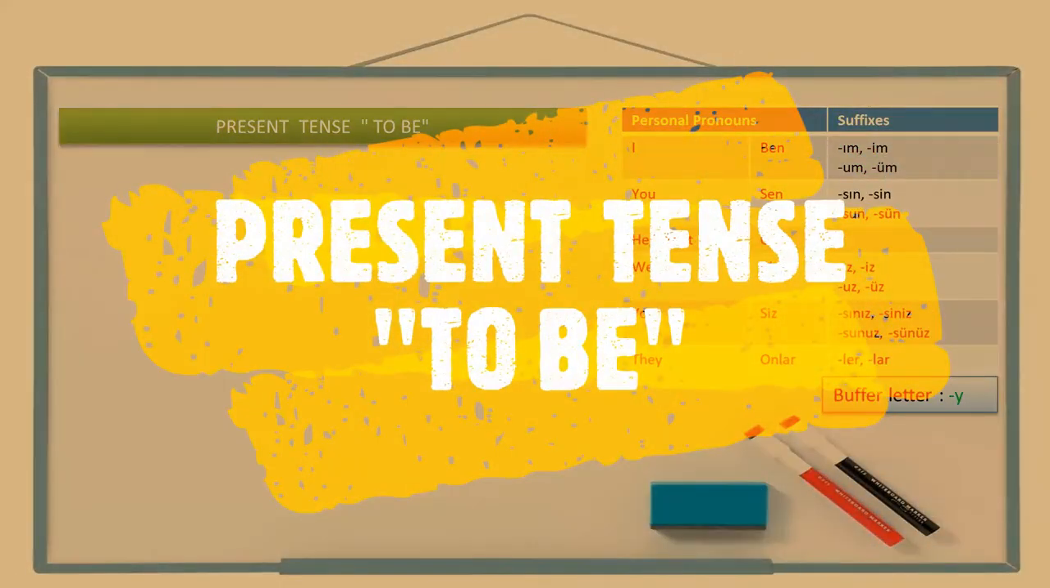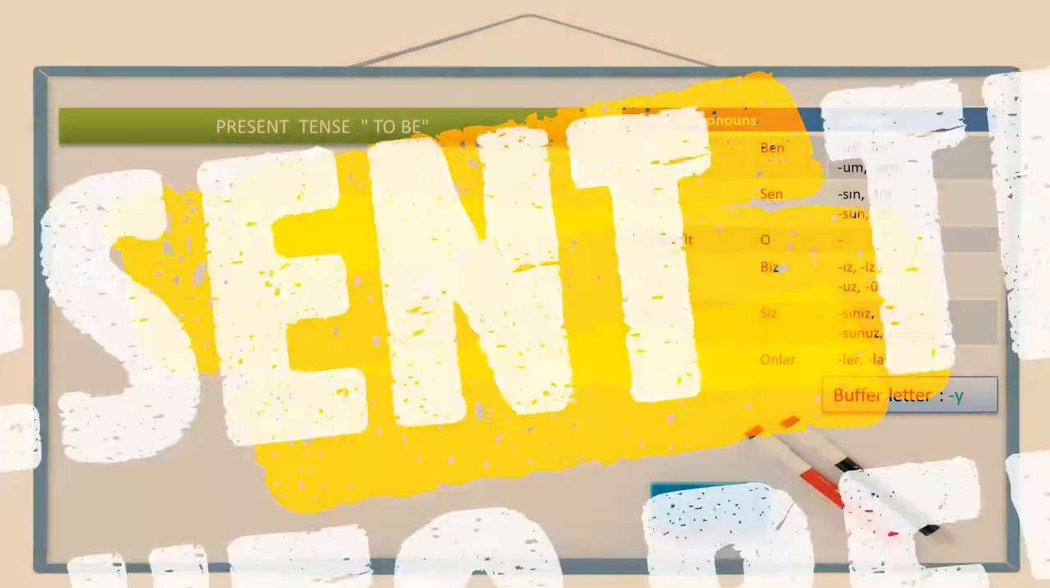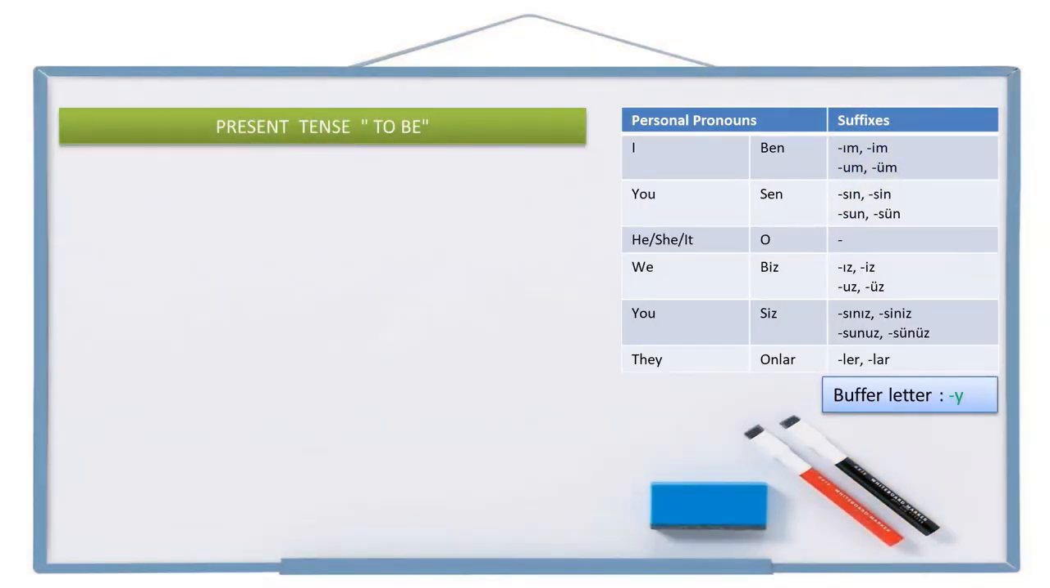Hello friends, merhaba arkadaşlar. In this lesson we are going to learn the present tense to be. On the right you can see the person pronouns and person pronoun suffixes, and in some cases we are going to need buffer letter ye. Let's start with an example.